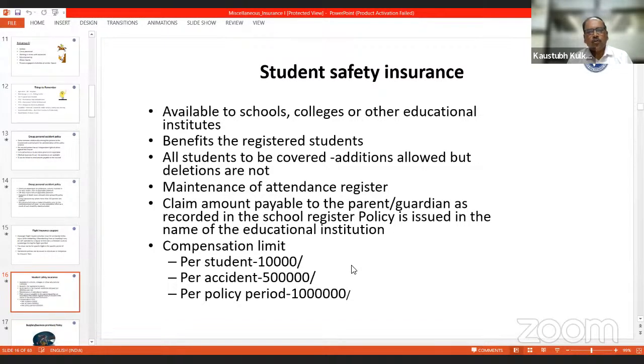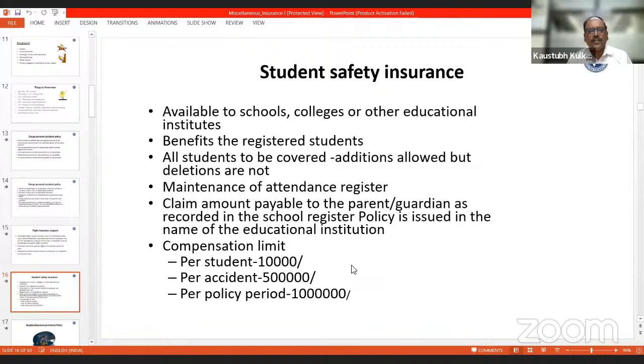These are available to whom? These are available to schools, colleges, or educational institutions. Benefits are given to the registered students only. So the student has to be a registered member of that particular educational institution. The important factor to be noted here is that all the students are to be covered under that particular institution, or the college or the school.